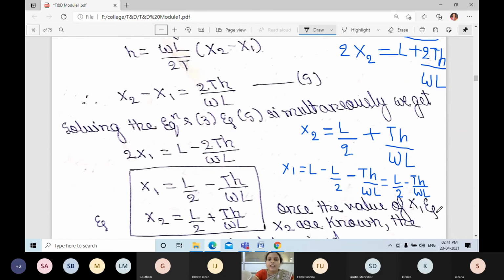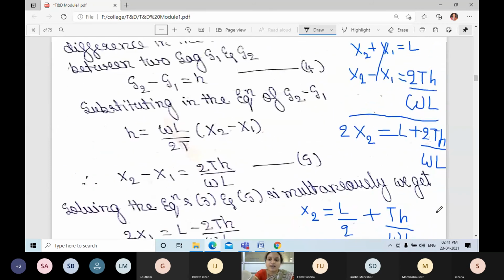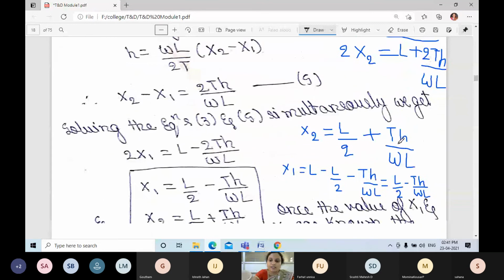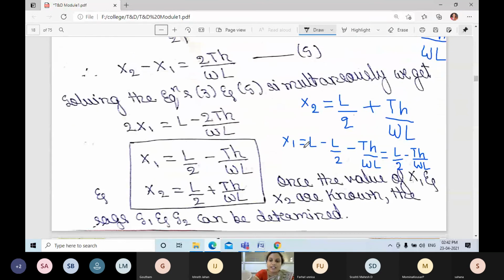Next x1. We know the value of x2. What is the equation? The third equation is x2 plus x1 is equal to L. Now we know the value of x2, we should find out x1. So x1 is equal to L minus x2. That is what I have written here. X1 is equal to L minus the x2 value.